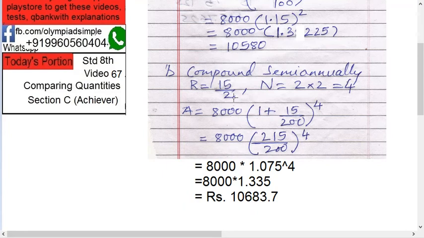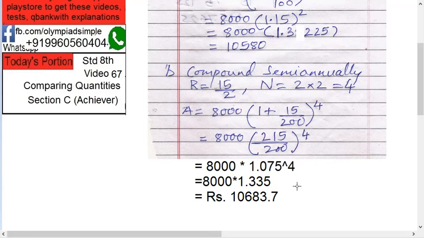But R is what? 15 by 2. So 15 upon 200 it becomes, right? So 200 plus 15, 215 upon 200, the whole raised to 4. Now divide this. It becomes 1.075, again Vedic maths, raised to 4, again Vedic maths, 1.335 into 8000, so again Vedic maths, 10683.7.